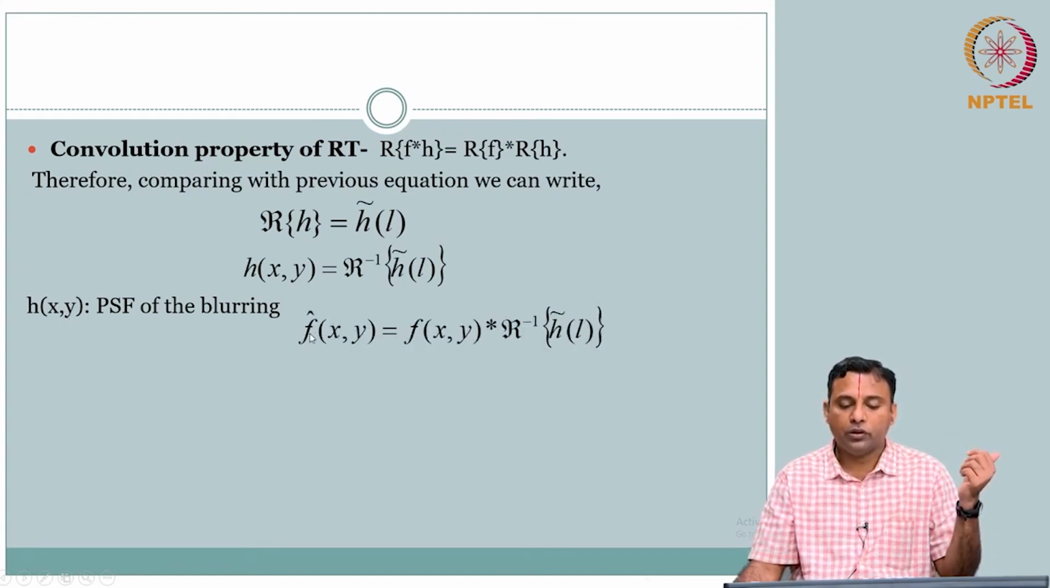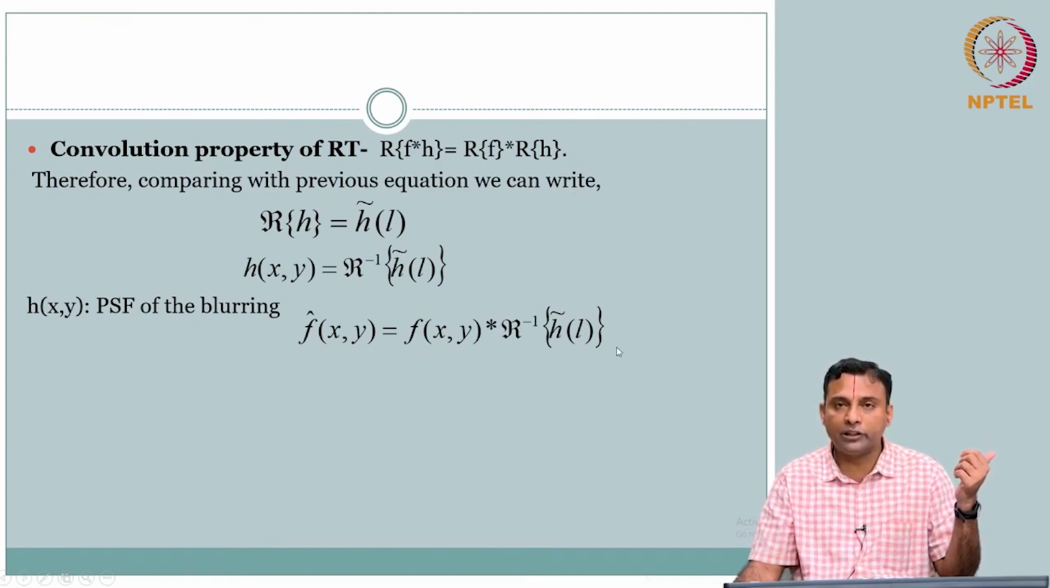So f hat is the estimate, and f of x comma y is the image, the object, the ideal. It is degraded, or blurred, by this blurring function. What is this blurring function? This is nothing but h of x comma y, which is the inverse Radon of this H tilde of L.